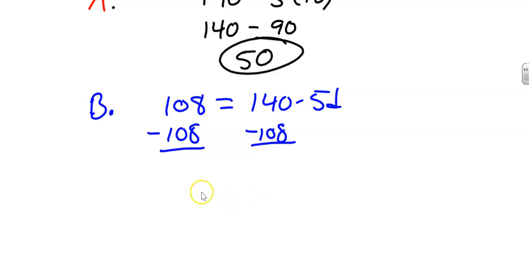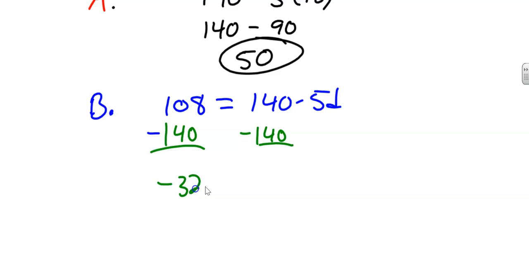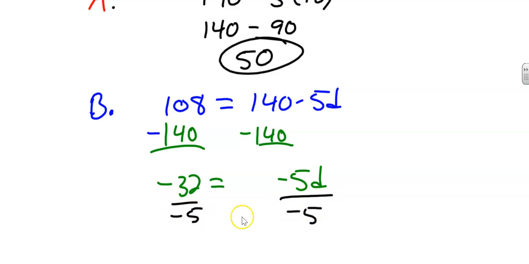Oh, wait, sorry, hang on. Take it the other way, because the D's are over here. So let's go back for this one and let's subtract 140 from both sides. Okay, so if you do 108 minus 140, that's a negative 32 equals a negative 5D. Then just go back and divide by the negative 5. So that's 32 over 5 equals D.